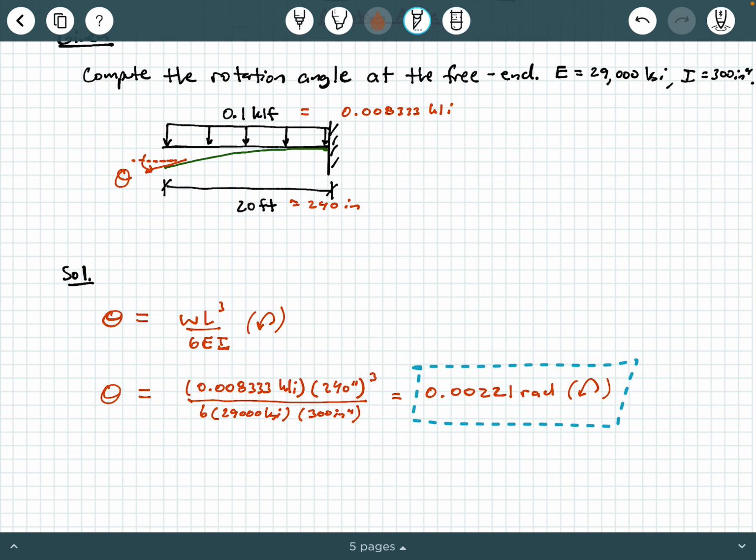Now, it's a rotation angle, so you might notice that all of these units will end up canceling out. You'll end up with unitless. But when you're getting unitless as it pertains to an angle or a slope angle like what we're doing here, that is the equivalent to radians. So that concludes this example.